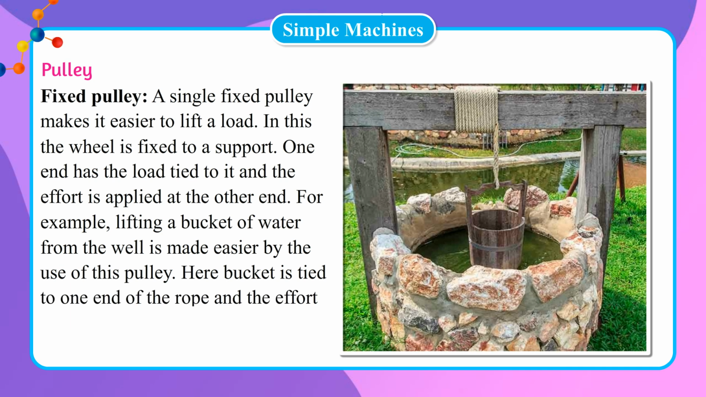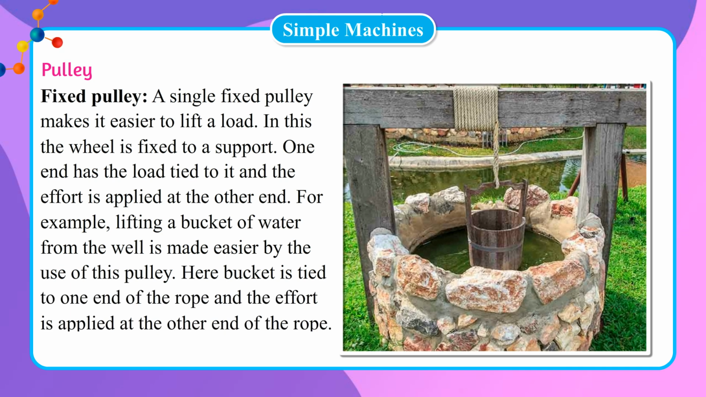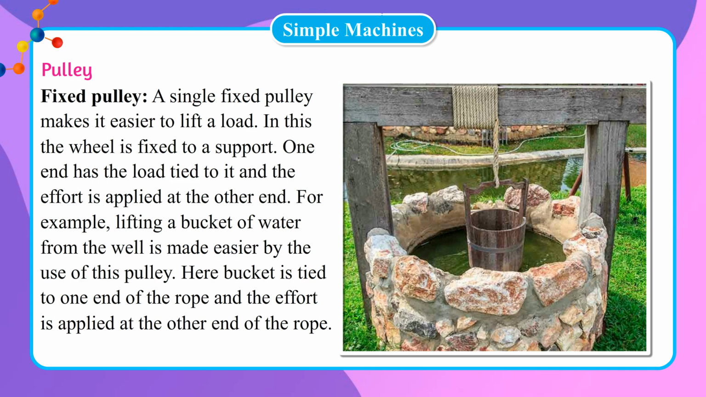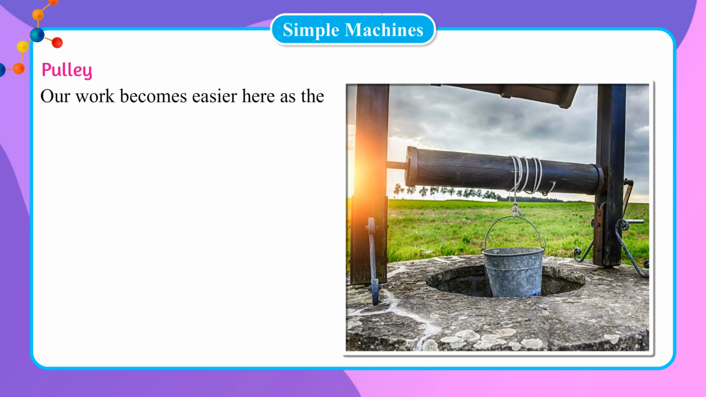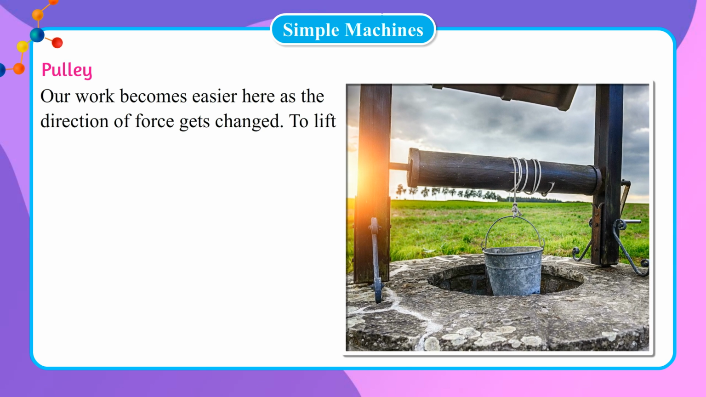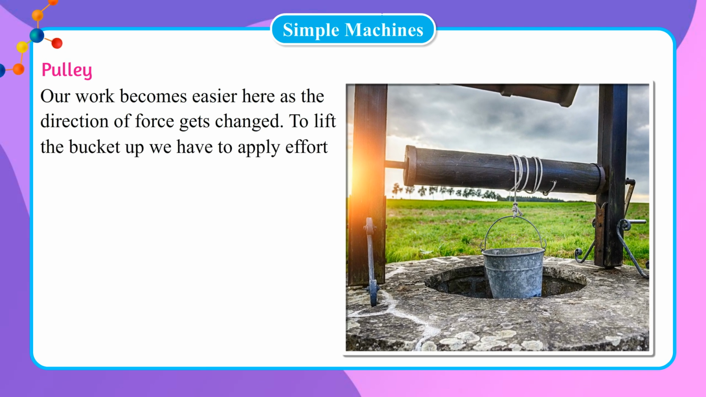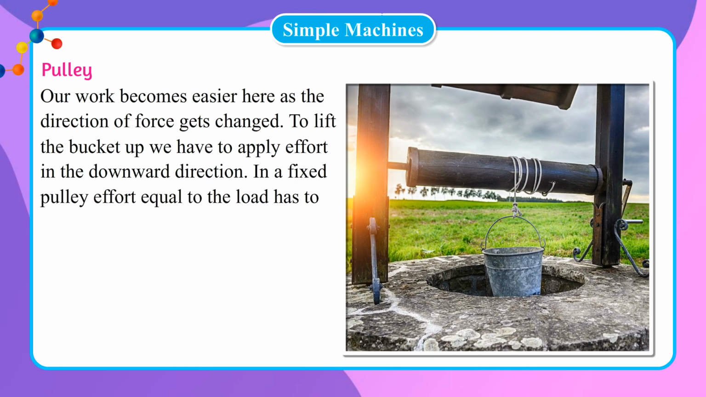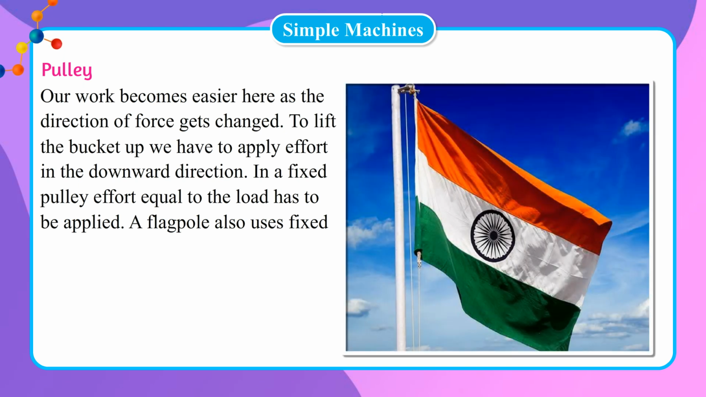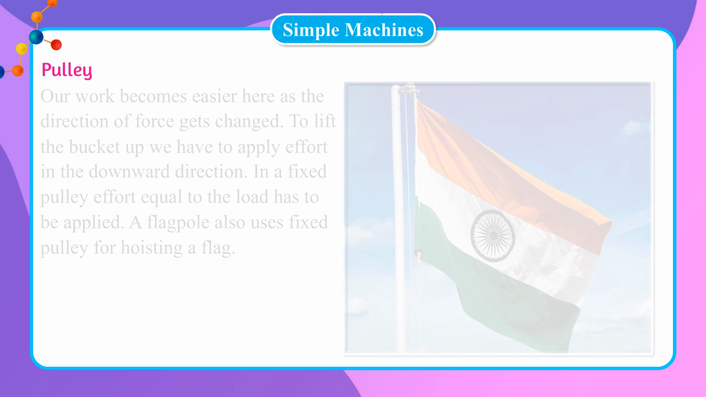For example, lifting a bucket of water from the well is made easier by the use of this pulley. Here, bucket is tied to one end of the rope, and the effort is applied at the other end of the rope. Our work becomes easier here as the direction of force gets changed. To lift the bucket up, we have to apply effort in the downward direction. In a fixed pulley, effort equal to the load has to be applied. A flagpole also uses fixed pulley for hoisting a flag.